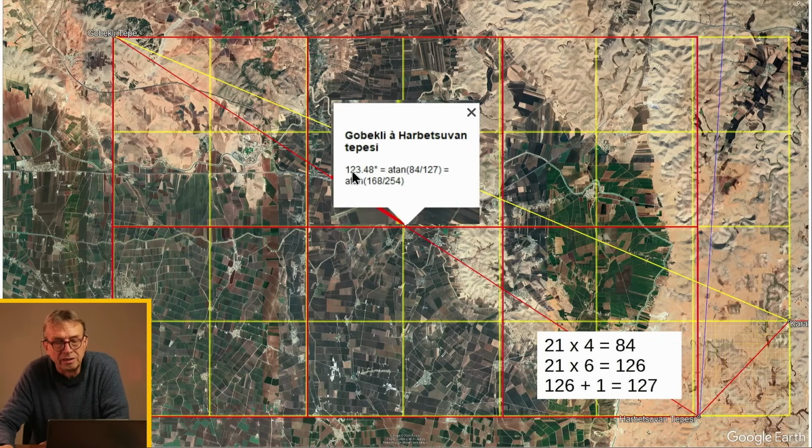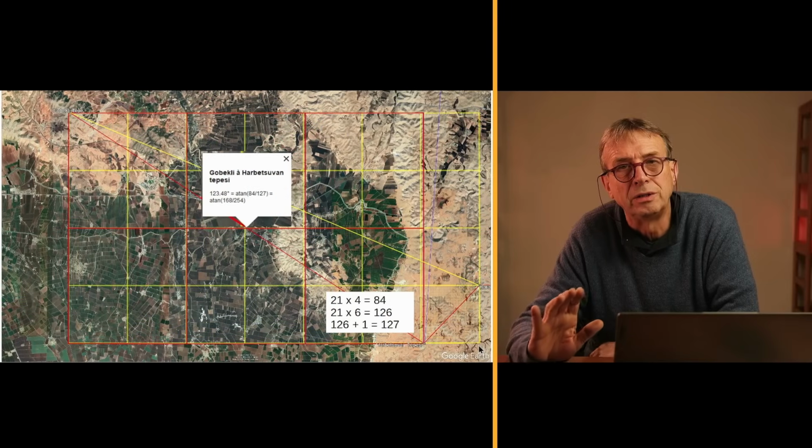And so we see that the angle from Göbekli Tepe to Harbetsuvan, which is 84 over 127, has been calculated by adding an extra square, which is the 21st part of the larger square, okay? Which means that in this final square, we have 20 on the base and 21 north-south, which is this Pythagorean triangle. So this is quite an astounding geometrical fact, which you can check up on.